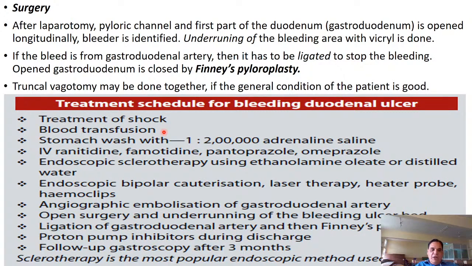Treatment of shock, blood transfusion, stomach wash, PPI, endoscopy, sclerotherapy, bipolar coagulation, laser, angiography with embolization if available. If no response, open surgery, underrunning of the bleeding vessels, ligation of the GD artery, and Finney's pyloroplasty. That means the longitudinal incision is sutured horizontally. PPI must be started at the time of discharge and repeat gastroscopy after 3 months. So this is the treatment schedule of a bleeding duodenal ulcer.